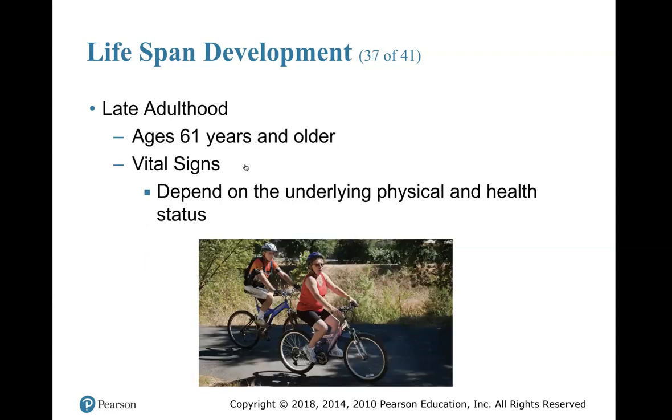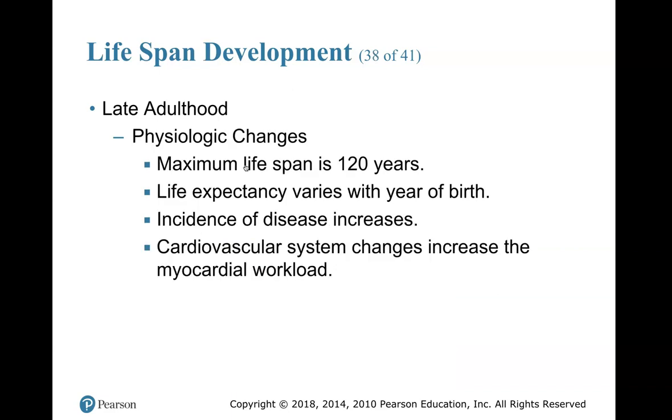Ages 61 years and older, vital signs. I love this slide because all the other slides gave you vital signs except this one. 61 years and older, vital signs depend on the underlying physical and health status. So what they're telling you, medical science has proven that above the age of 61, you're probably going to have some underlying physical and health status that's going to affect your vital signs. I'm just being honest. We all live in Southeast Louisiana. If you're taking my class, our underlying physical and health status starts a lot earlier than 61, I can promise you that.